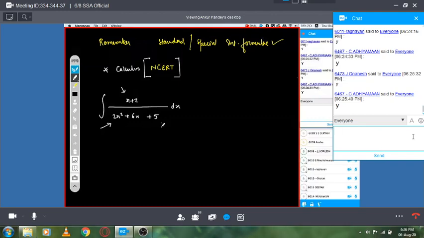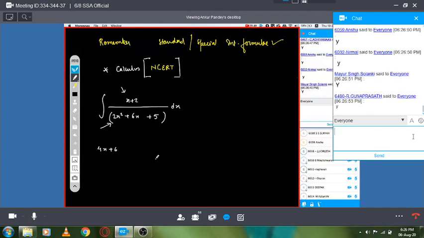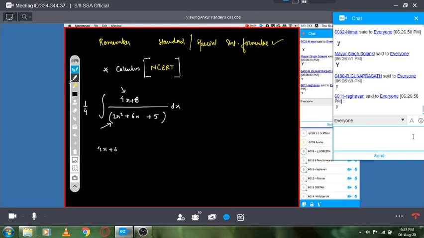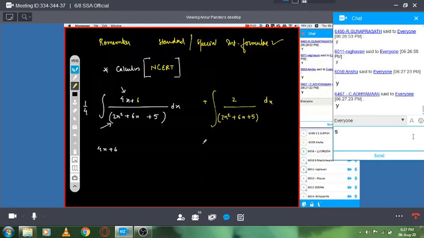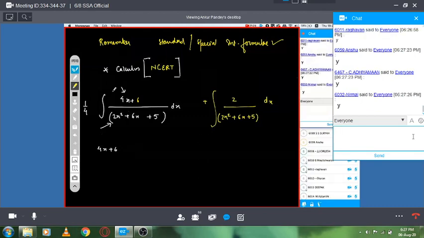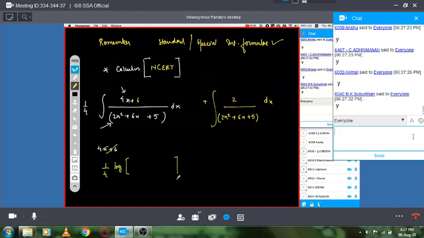If I differentiate the denominator, what am I getting? 4x plus 6, say yes. Good. So if I multiply by 4 and divide by 4, can I write this 8 as 6 plus 2? Right. Now easy. This part, if I put the denominator equal to t, I'll get the numerator equal to dt. And hence the answer for this part is 1 by 4 logarithm of the denominator. Yes or no?